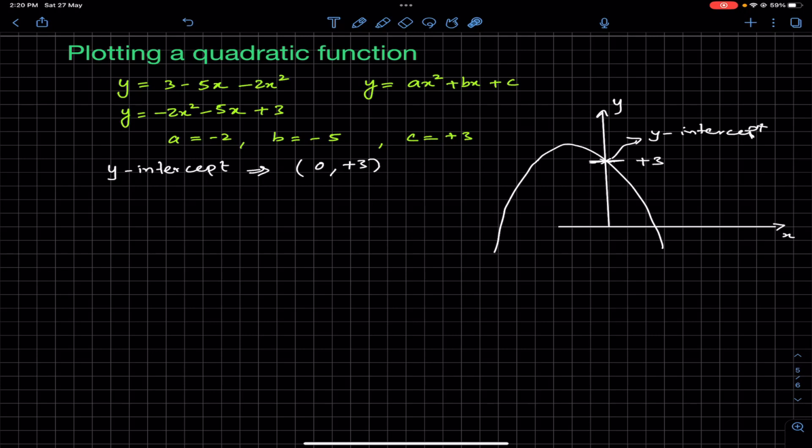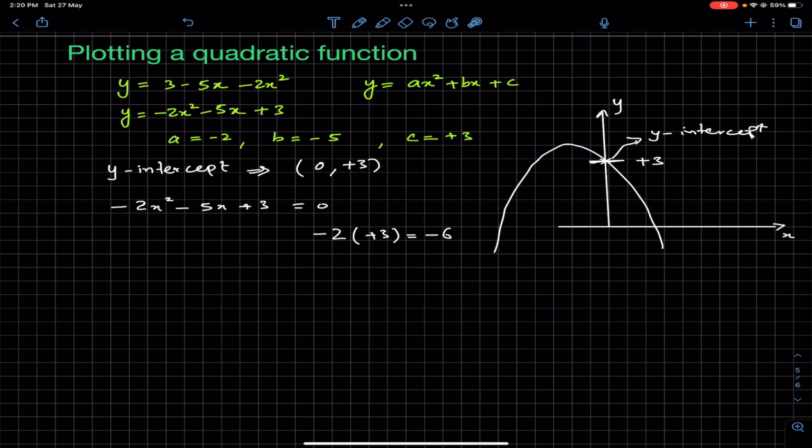Now the next step is we need to find the roots of this particular function. So we need to solve this. We can equate this to 0. So we will write minus 2x square minus 5x plus 3 equals 0. Now we need to factorize it. So how to factorize it? We need to take the product of a and c. The product of a and c, which is minus 2 and plus 3, gives us minus 6.